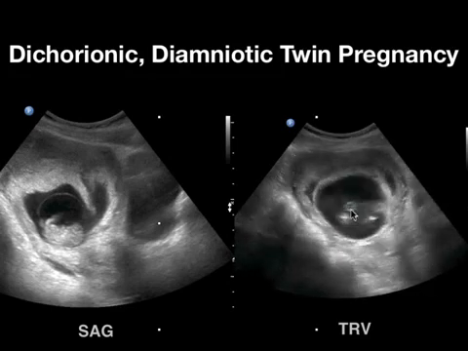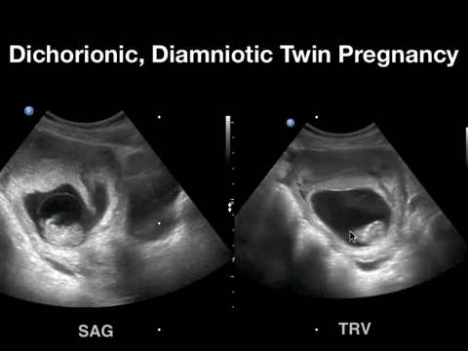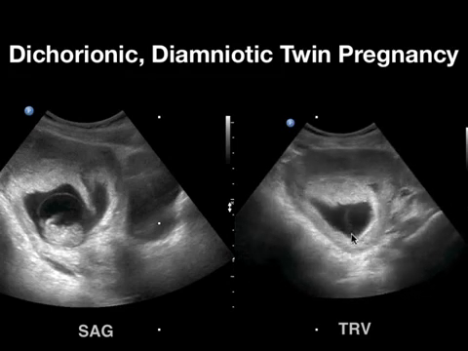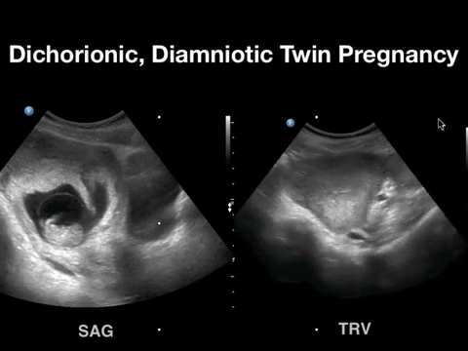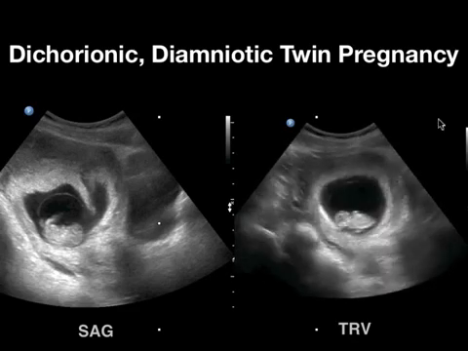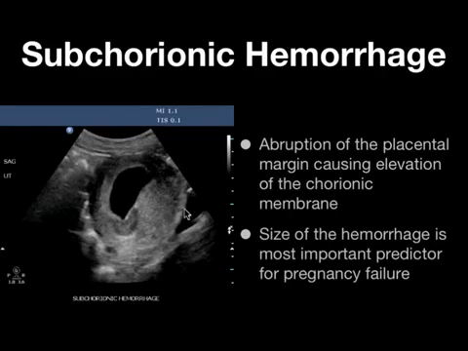And here's a transverse view. Here's one pregnancy, and here's the second pregnancy. So this is a dichorionic diamnionic twin pregnancy. Let's now look at the abnormal intrauterine pregnancy.